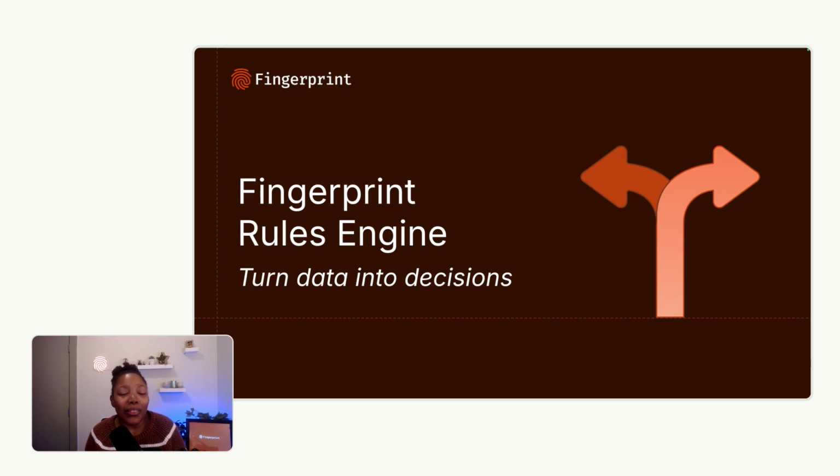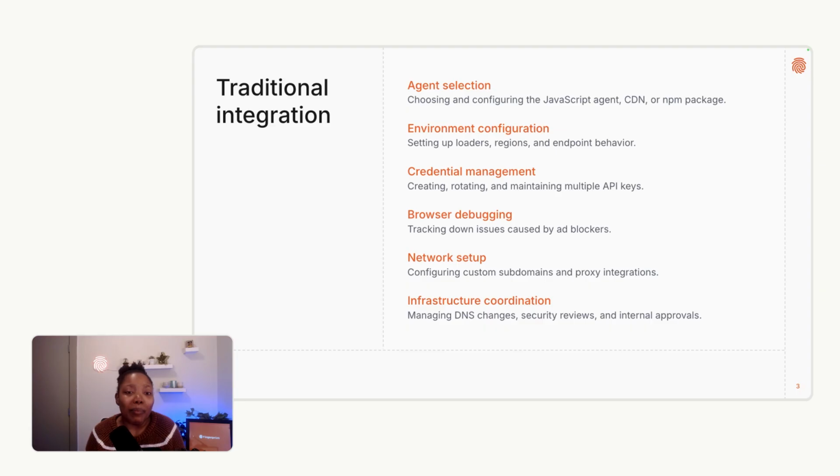Now, if you think about the traditional methods for implementing Fingerprint, before our new rules engine, that meant working directly with our APIs, writing code, and modifying your infrastructure. That approach gives teams a lot of flexibility and control, but it also includes a lot of moving parts.